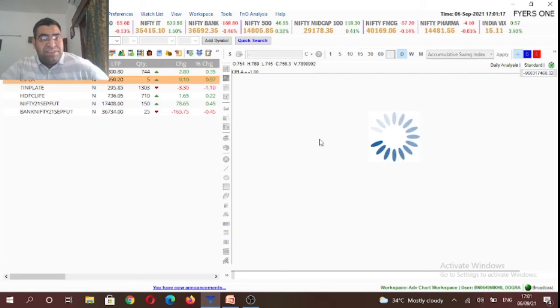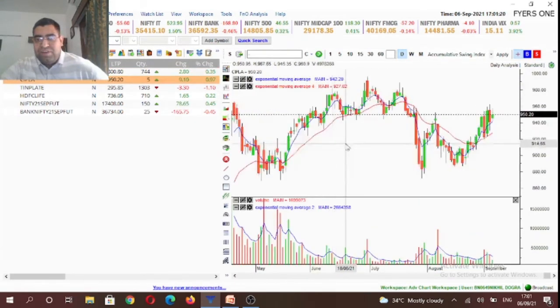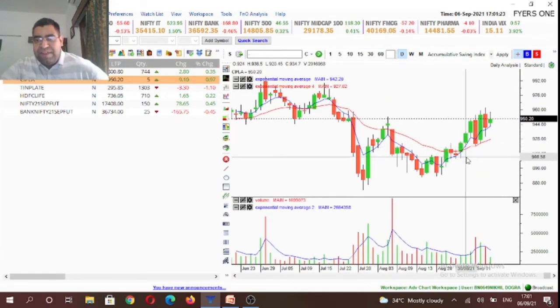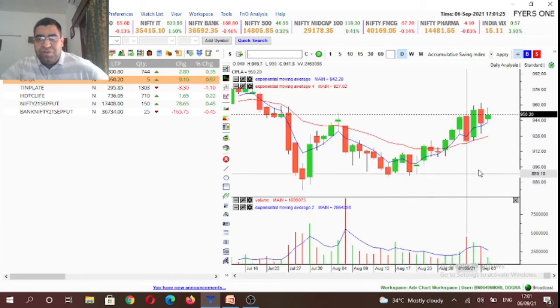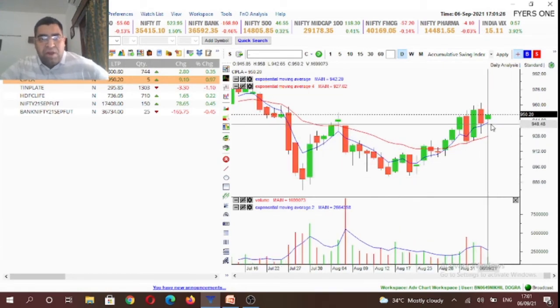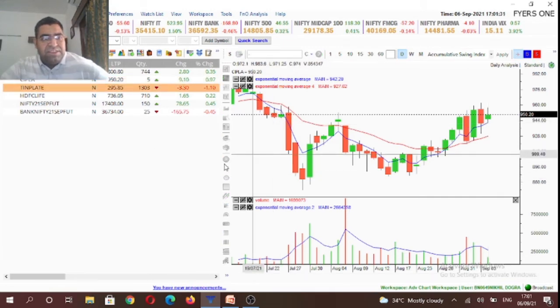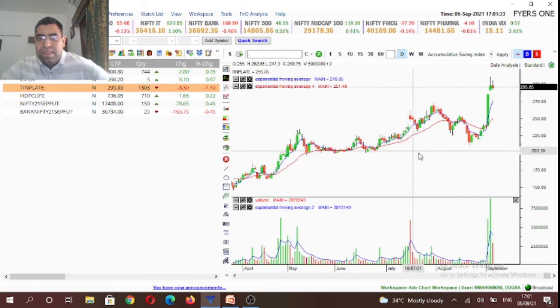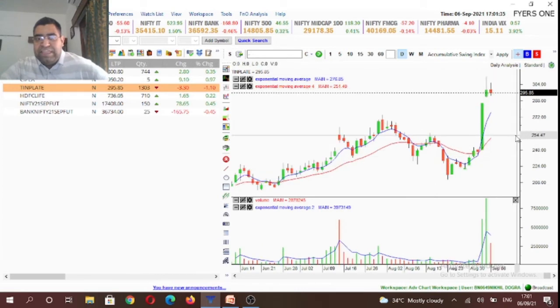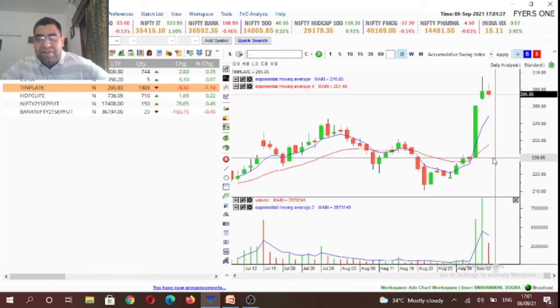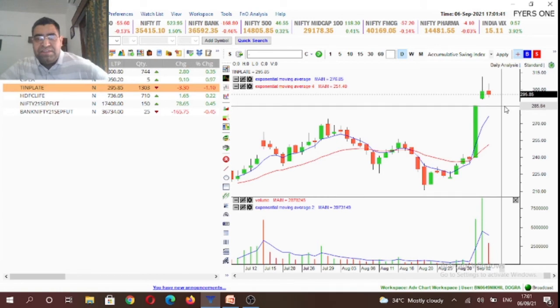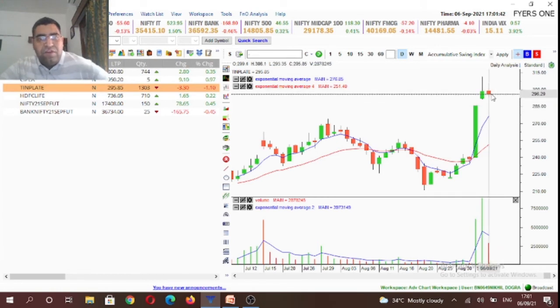Our next stock is Cipla. It is also in an uptrend based on a 5 and 20 day exponential moving average crossover. So we'll look for a buying opportunity above 958.1 levels. Our third stock is Tinplate. Here you will see it is again in an uptrend based on 5 and 20 day exponential moving averages. And we'll look for a buying opportunity above 306.2 levels.